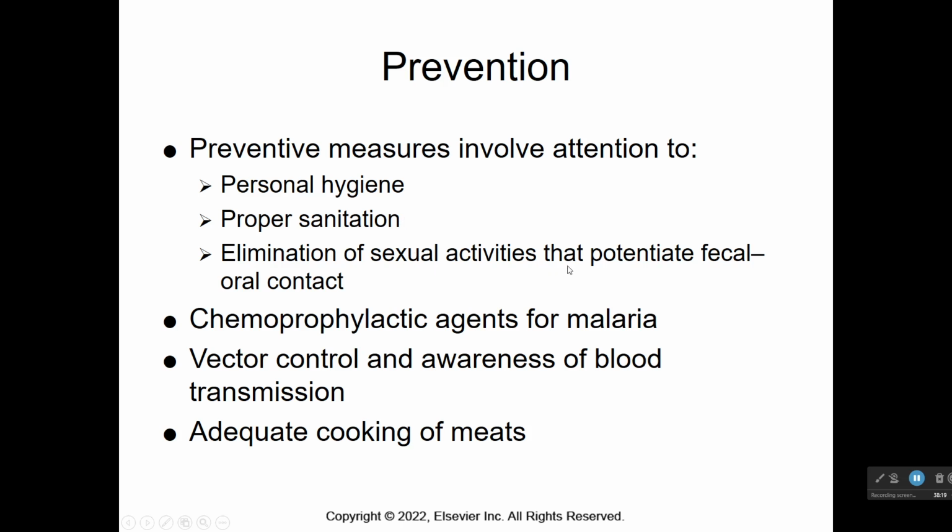Eliminating sexual activities that potentiate fecal oral contact. With sanitation. In the United States, we have very good water filtration. We have sewage filtration. So generally, these things are not in our environment. If we are out in the environment, we want to just be very careful with water.